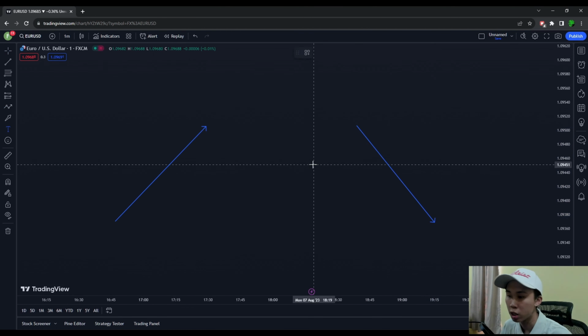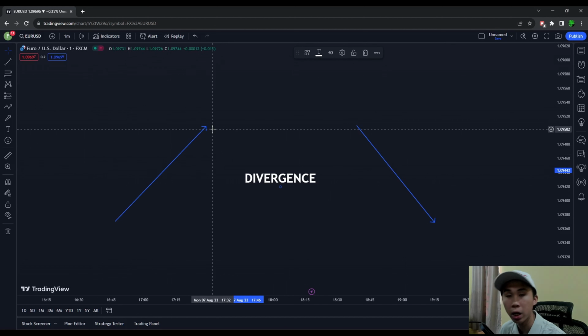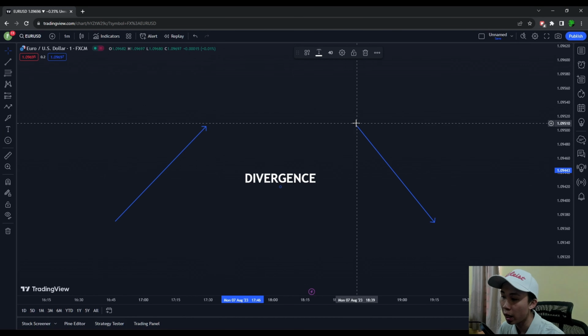Let me type it out. So this is divergence. Let me repeat it once again. Divergence is when the price chart is moving upwards, the indicator is moving downwards, and vice versa. If the price is moving downwards, the indicator will be moving upwards. So in simple words, divergence simply means the opposite. If price is up, indicator down. Price is down, indicator up. So that is divergence. So how are we going to use this divergence in the chart?